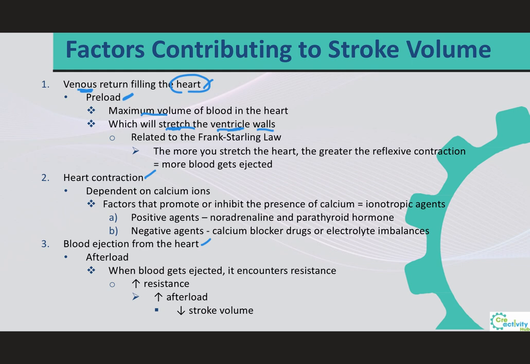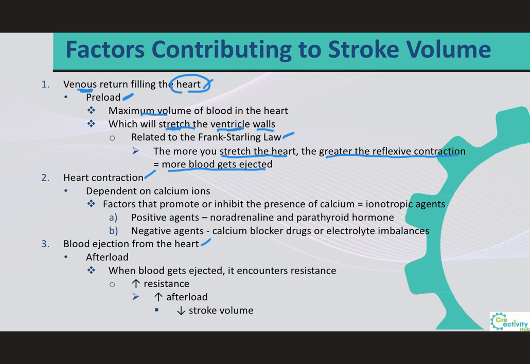Well, because the preload is directly related to the amount of blood that actually gets ejected, due to something called the Frank-Starling law or Frank-Starling mechanism, which basically means that the more you stretch the heart wall, the greater the reflexive contraction of the heart will be, which means the more blood that gets ejected. And this is beautiful, right? So the preload is directly related to the stroke volume. And preload is directly related to the venous return.